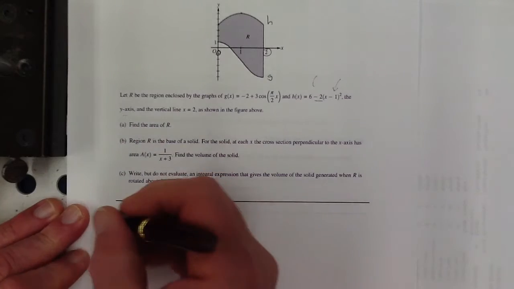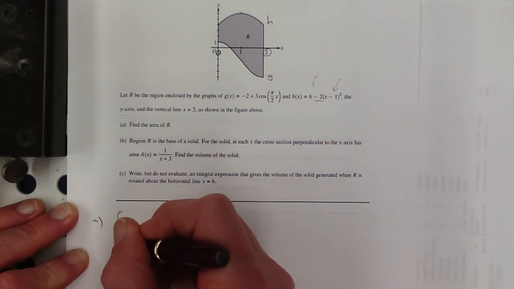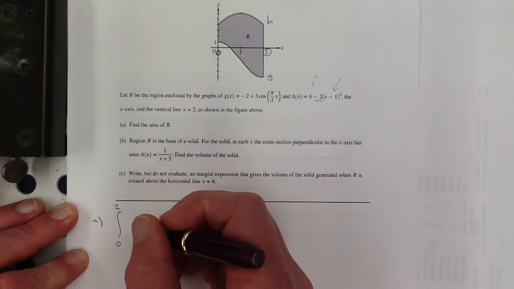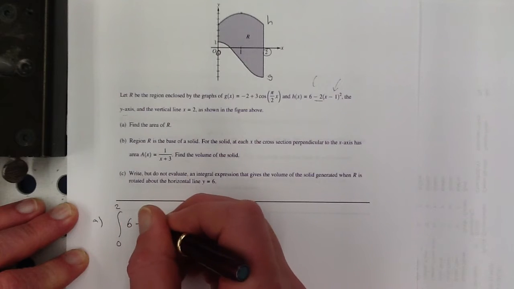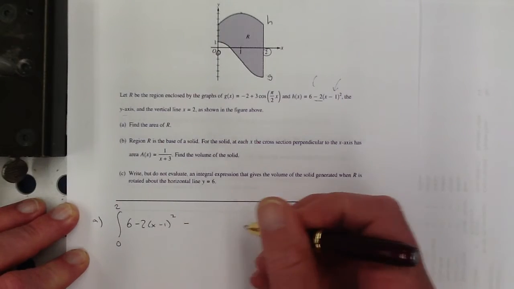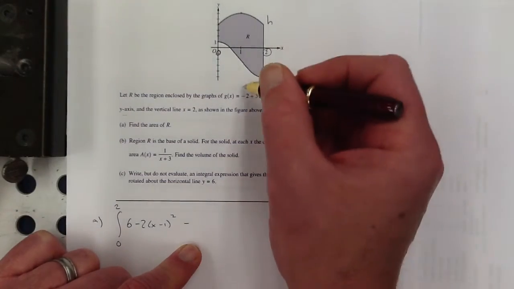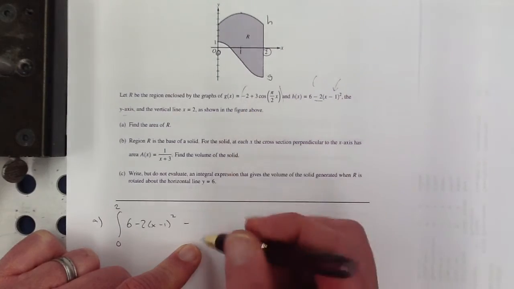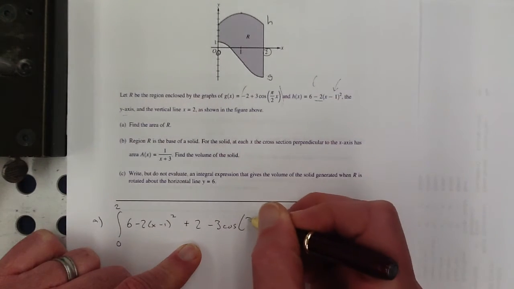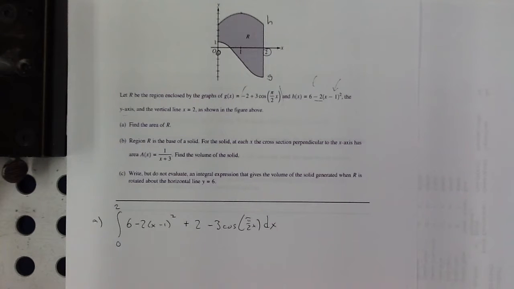Okay? Part A, find the area of R. So the area of that region is the integral from 0 to 2 of top, the h function, minus the g function. I'm going to save one step. You can put them in separate integrals if you want to. I'm going to subtract this whole thing here, so that's going to flip that to a plus 2. I'm going to flip that to minus 3 cosine pi over 2x. This is a no calculator problem, so I have to do this by hand.